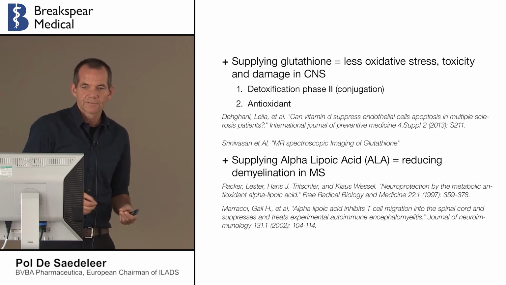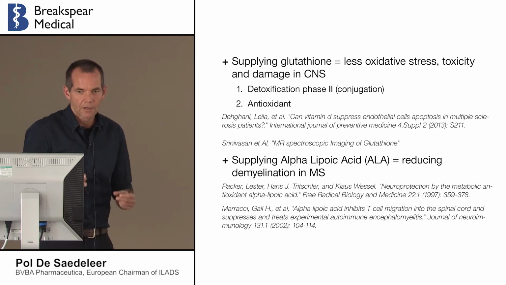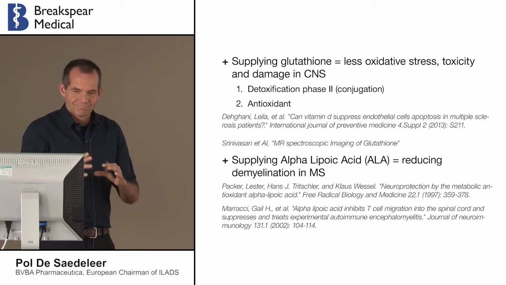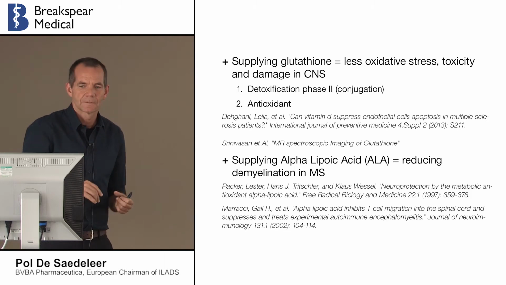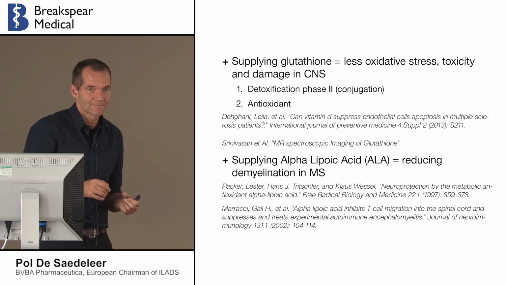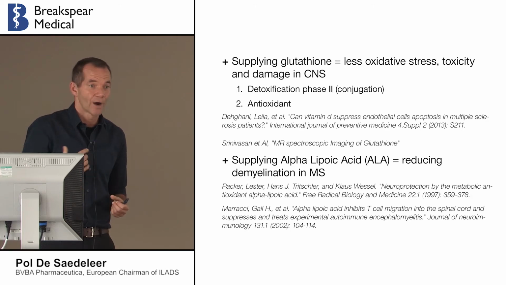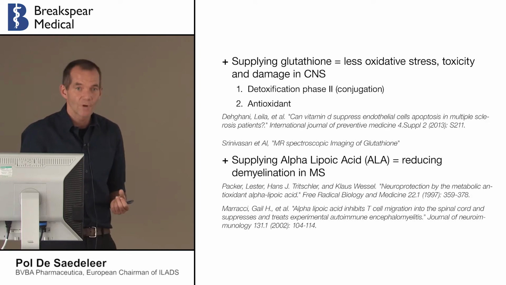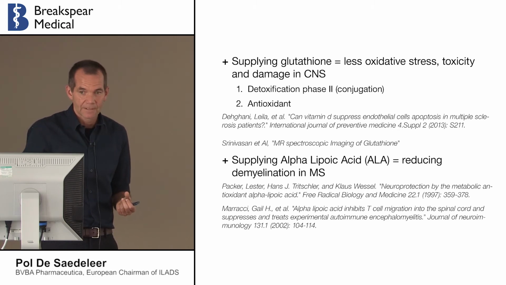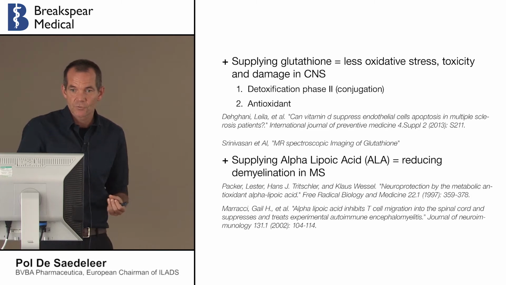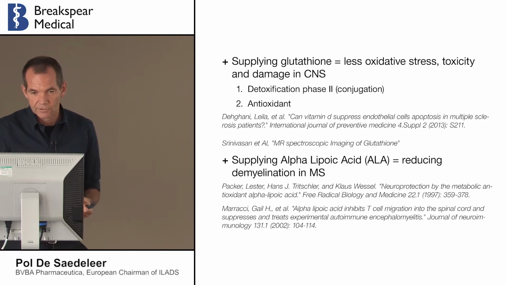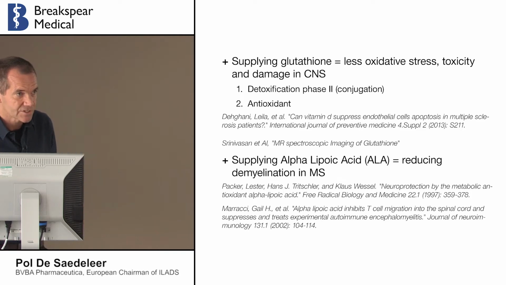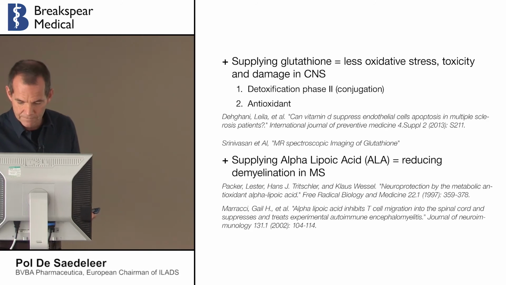Another molecule that might be interesting also on the level of decreasing the neurological damage is alpha-lipoic acid. Alpha-lipoic acid is a powerful antioxidant, and it's one of the few antioxidants that is able to cross the blood-brain barrier. And because of that, we see studies with alpha-lipoic acid in MS. Usually, the standard dose we use in studies is 2 times a day, 600 milligram.